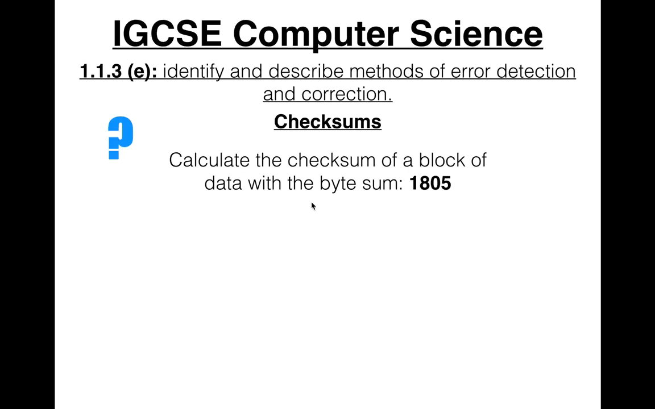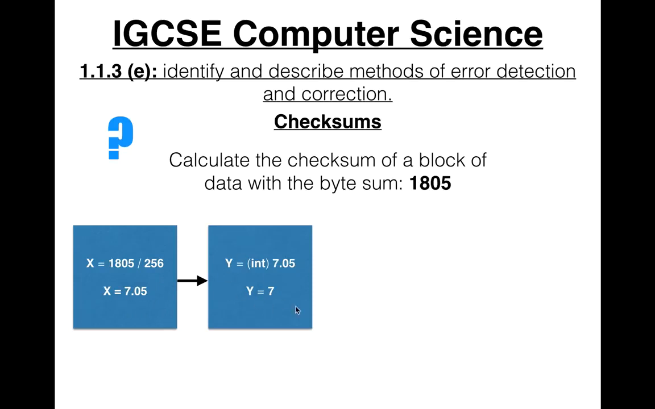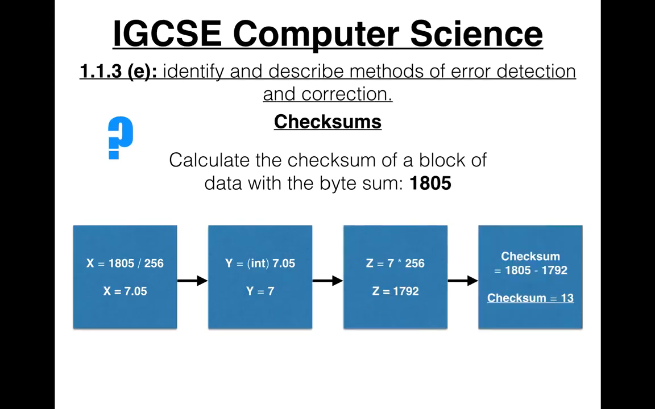Okay, so we calculate x. So x is 1,805 over 256. That gives us 7.05. And we, of course, round it down to 7. Then we do 7 times 256 to get z, which is 1,792. And the checksum, of course, is the original value minus 1,792, and the checksum is 13.